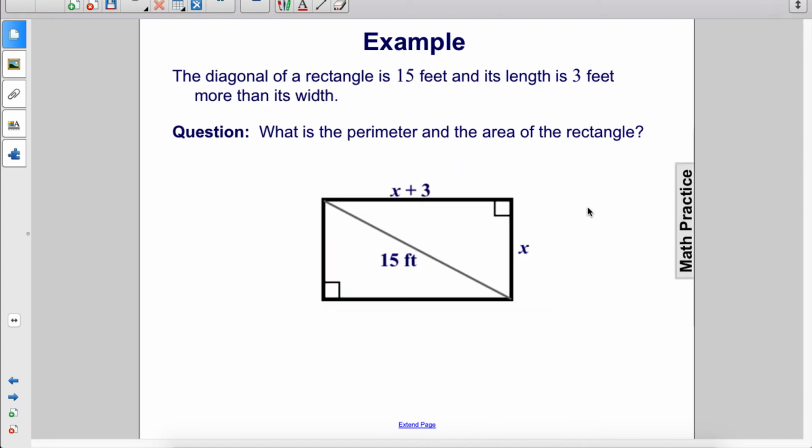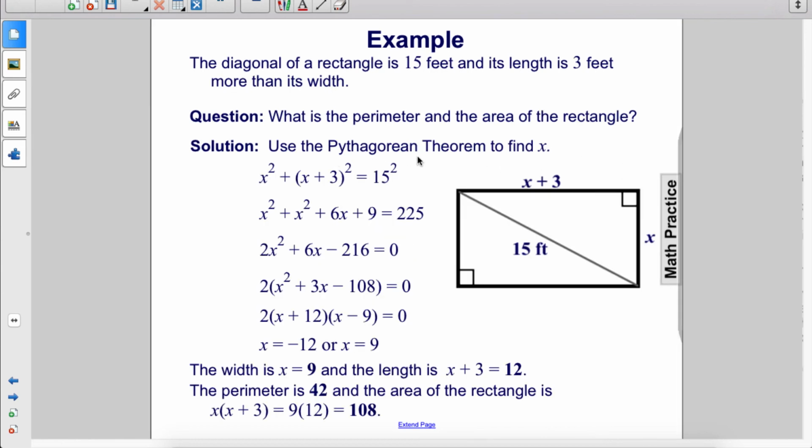The diagonal of a rectangle is 15 feet, and its length is 3 feet more than its width. What is the perimeter and the area of the rectangle? Alright, so first we're going to use the Pythagorean theorem to find x. Here we have a right triangle where the hypotenuse is 15, this side is x plus 3, and this side is x. So we plug that in to Pythagorean theorem, solve for x.